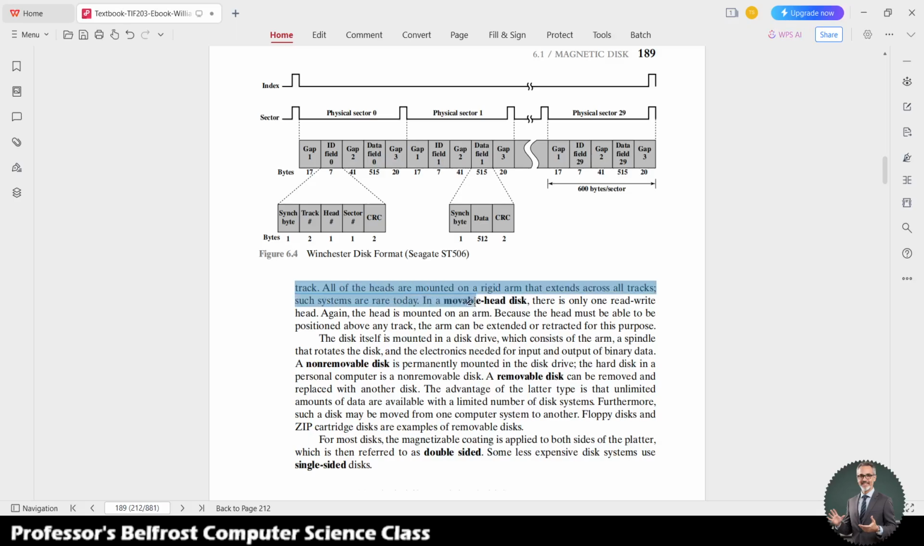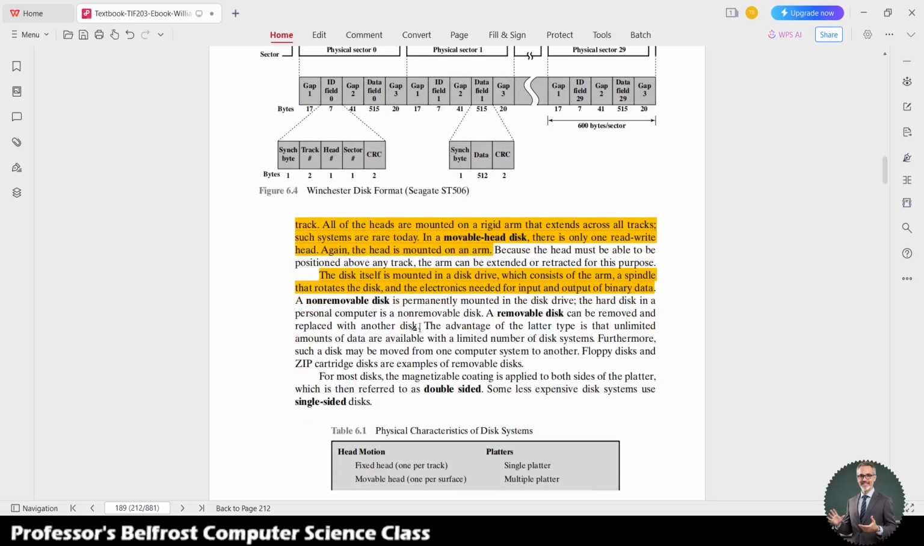In a movable head disk, mostly used today, there is only one read-write head, and again the head is mounted on an arm. Magnetic disk is still being used today, though it's not very common nowadays. The disk itself is mounted on a disk drive, which consists of the arm, a spindle that rotates the disk, and the electronics needed for input and output of binary data. There are two types: non-removable disk and removable disk. A non-removable disk is permanently mounted in the disk drive, and the hard disk in a PC is mostly a non-removable disk.